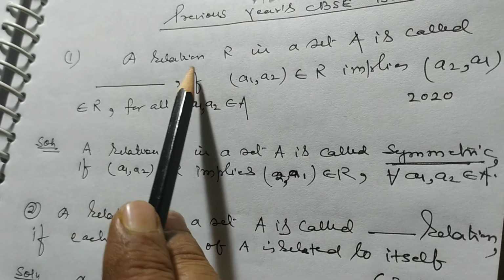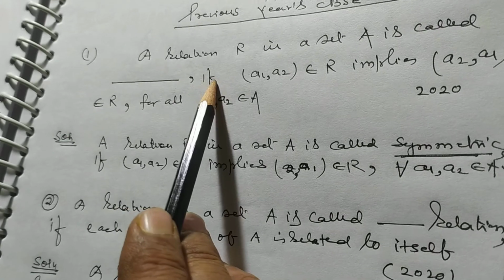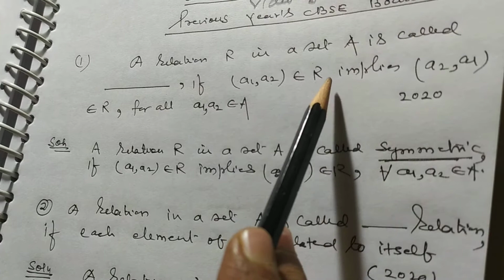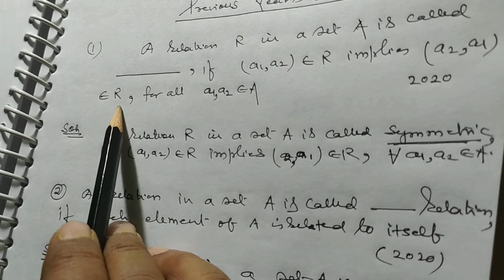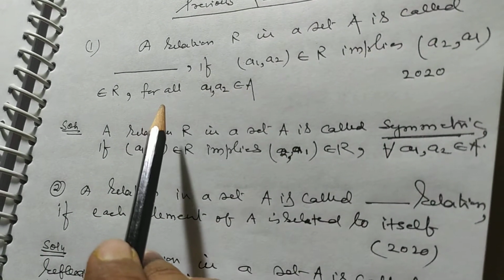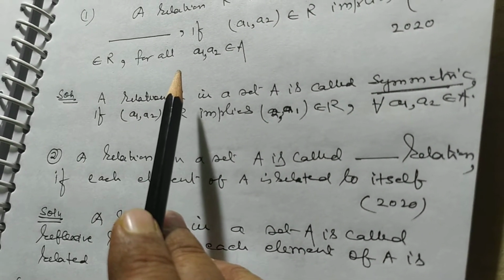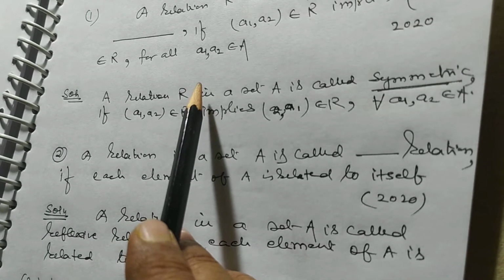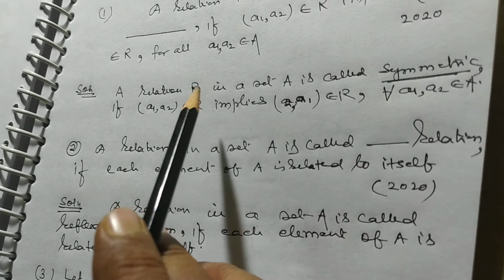Here, a relation R in a set A is called dash if (a1, a2) belongs to R implies (a2, a1) belongs to R, for all a1, a2 belongs to A. So you must know the definition of the reflexive, symmetric and transitive relation. Then you would be able to solve the problem of this type.